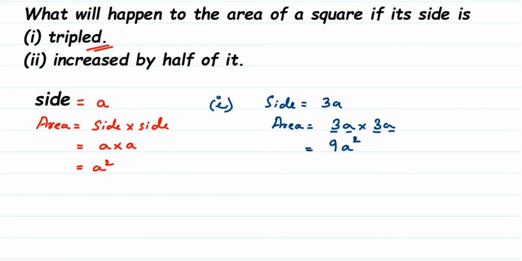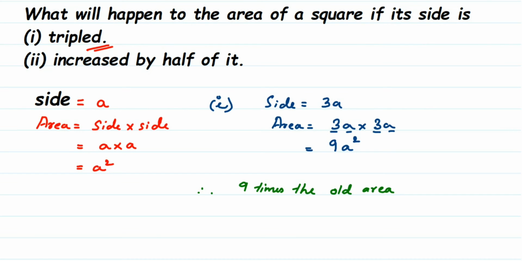Now you can see that the area of the old square is A square, and the area of the new square is 9A square. So if you compare, you can see that this 9 is here, which means the area is 9 times more than the old square area. I hope it's clear. So let us conclude that therefore it is 9 times the old area. Old area is the actual square we have taken in the beginning. I hope it is clear.